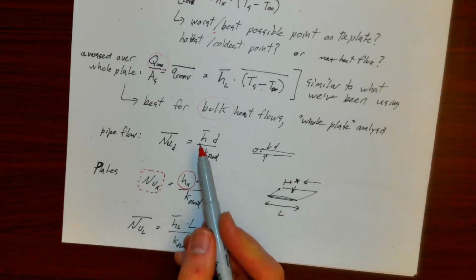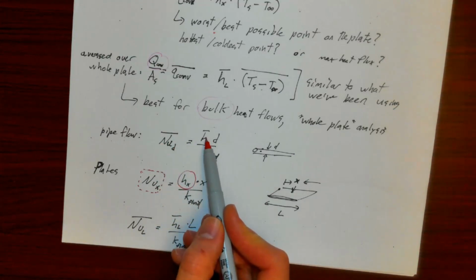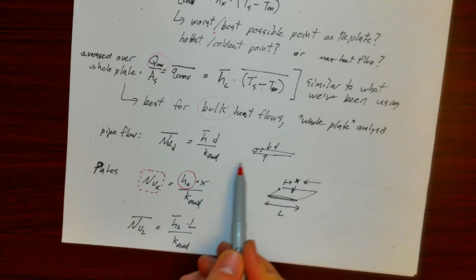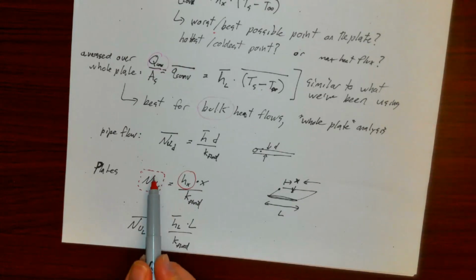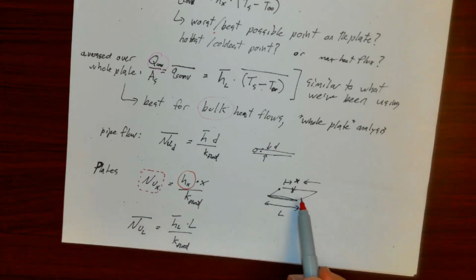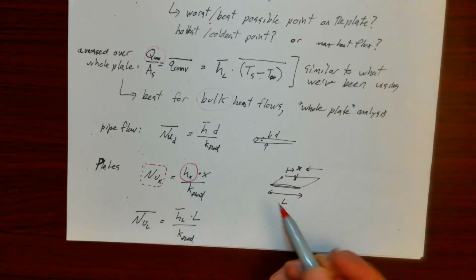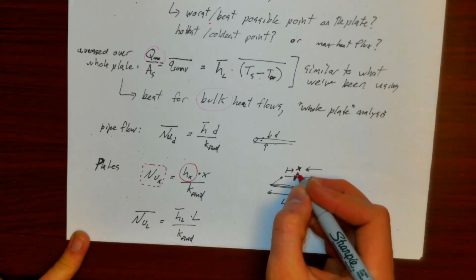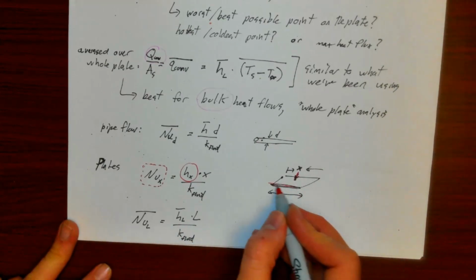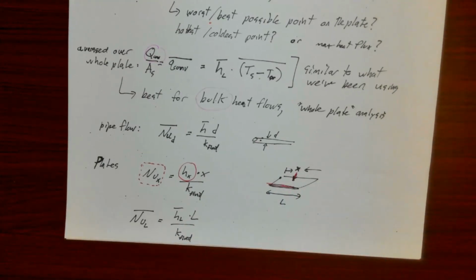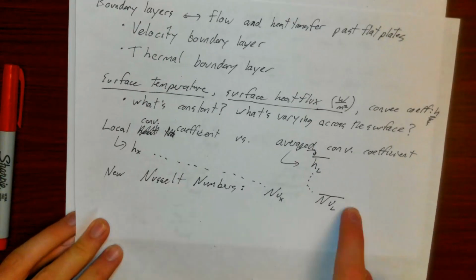In the same way that Nusselt number was essentially a normalized H for pipe flows, there are these Nusselt numbers which are essentially normalized H's for plate flows. We just need a different one for whether we're talking about the local H happening right at this point here, or the H averaged over the whole length of the plate. So those are our new Nusselt numbers.